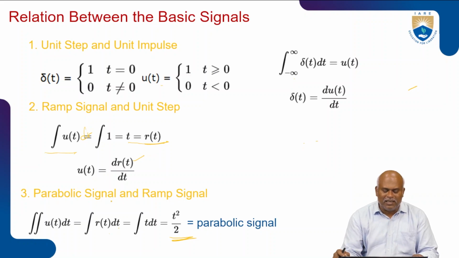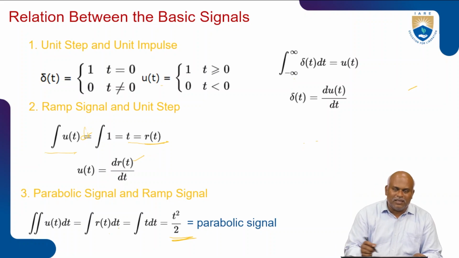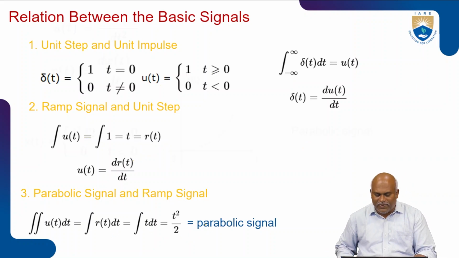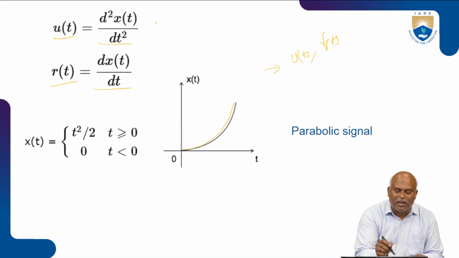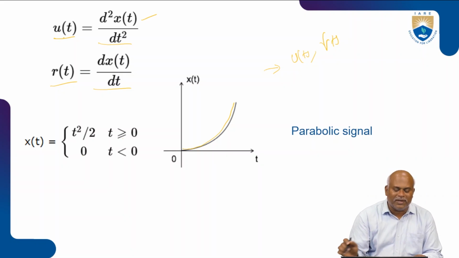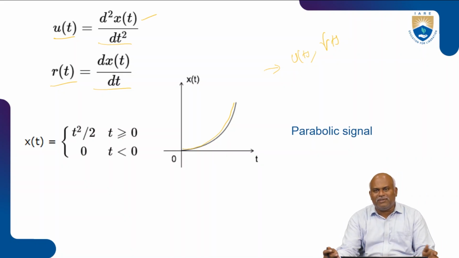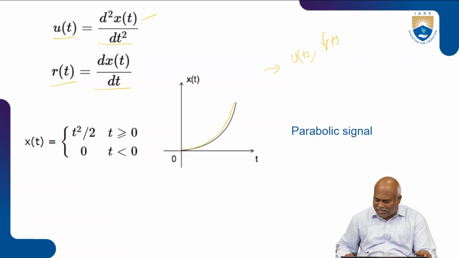Next case, the parabolic signal and the ramp signal. If you take the unit step signal and do two times integration of u of t dt, it produces the integration of r of t, and finally we get the parabolic signal t square by 2. Suppose we have the parabolic signal as x of t, then taking two times differentiation gives u of t, and taking one time differentiation gives the ramp signal. Finally we conclude that if you receive any kind of signal, we can change it to any type of signal character based on the mathematical expression.